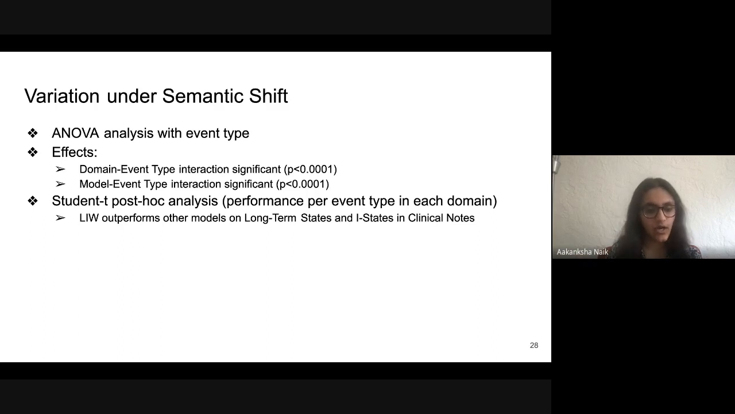And we saw that our method outperformed other models on two specific event types, long-term states and intentional states in the clinical notes. And this was an interesting observation because these two event types, unfortunately I had to skip this when I was talking about the annotation process, are unique to the clinical notes and clinical conversations and never appear in the news domain. So these are totally unseen event types, and this is probably the purest form of zero-shot adaptation.